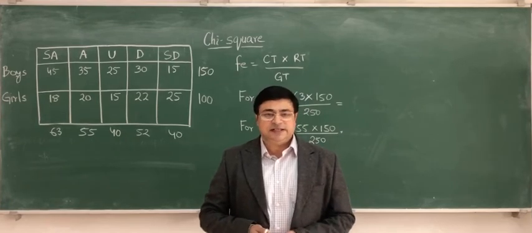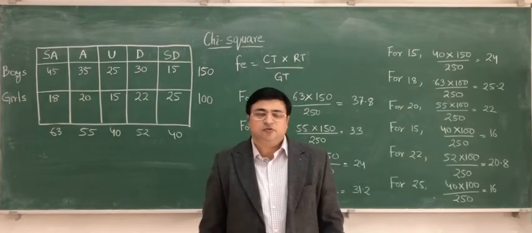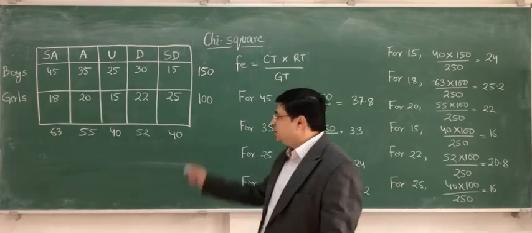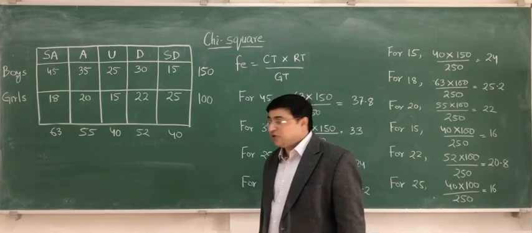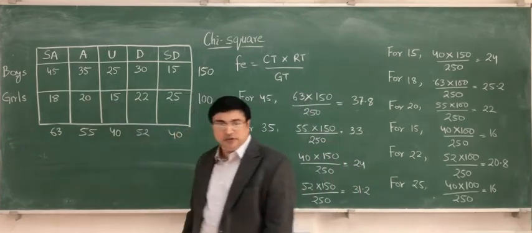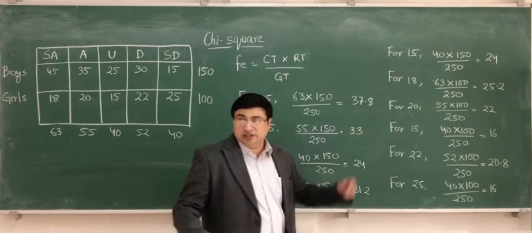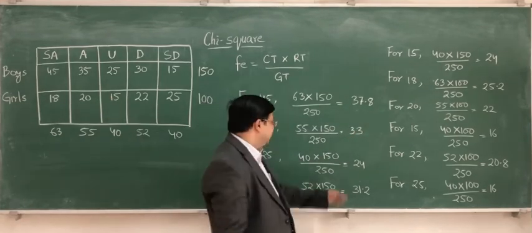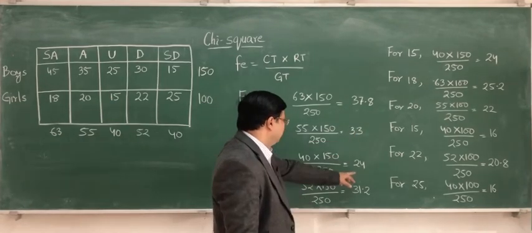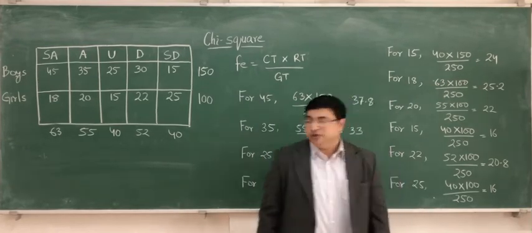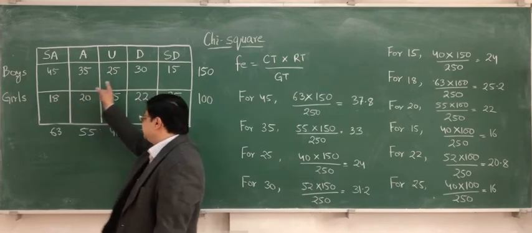So let's see. We have calculated the expected frequencies for each of the cells. For 45, the expected frequency is 37.8. Similarly, for the next cells, it is 33, 24, 31.2 and 24. This is for the boys.